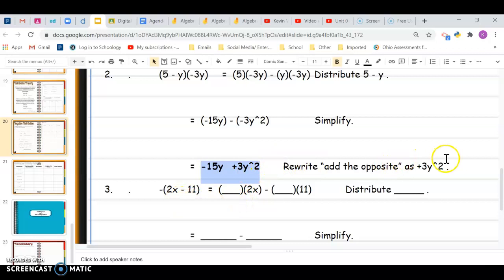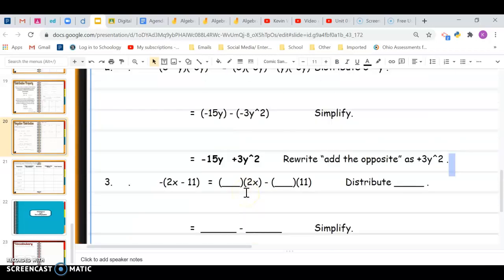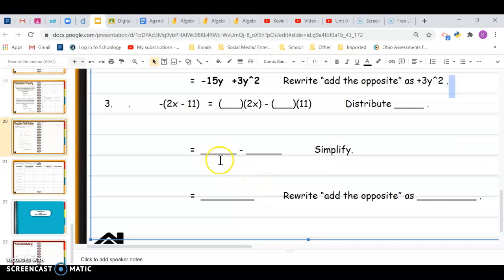Okay, let's take a look at this last one together, and then you guys are going to be on your own for the practice part, okay? So this time here, I see that it's just a negative symbol. Now, remember what we talked about before. If it's just a symbol with no number, we got to type in a 1 first. So we're distributing -1 into 2x minus 11.